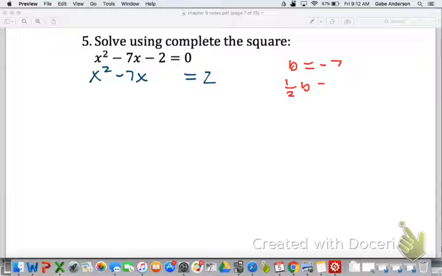What is the half of b? You said 7 over 2? Yeah, I'm going to say it's negative 7 over 2. That's exactly right. And we square that, you are correct. We get 49 over 4. And here we go. So I'm going to take that 49 over 4, and I'm going to add it to both sides.